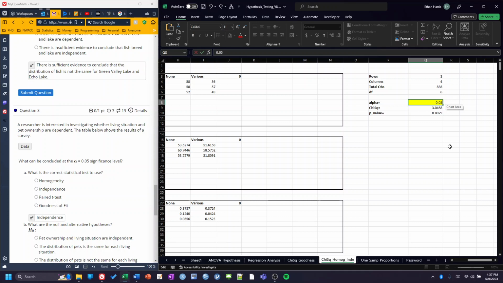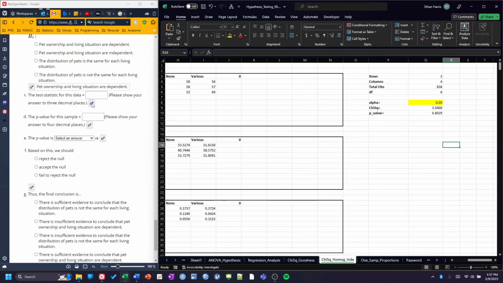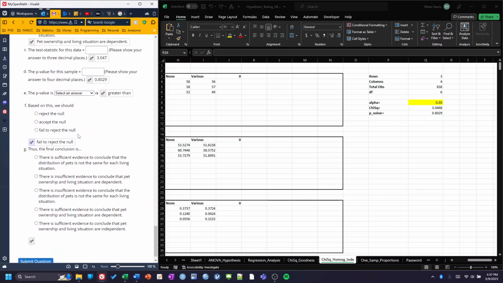Our chi-squared is 0.3047, and the p-value that we get is 0.8029. This is a huge p-value, which basically means they're pretty much independent. It doesn't look like your family status is really changing your pet status. Our p-value is greater than alpha, so based on this, we would fail to reject the null.